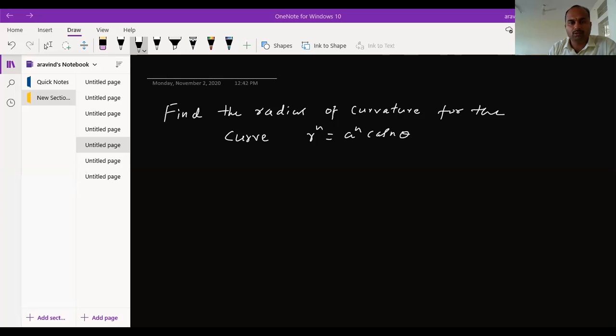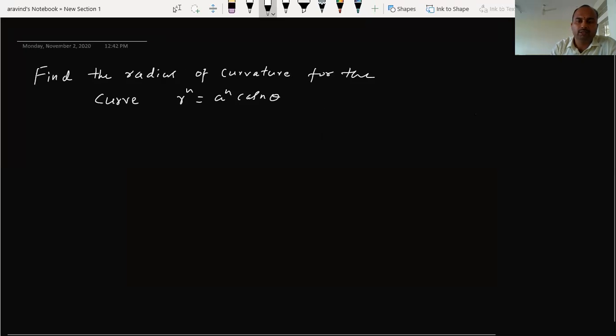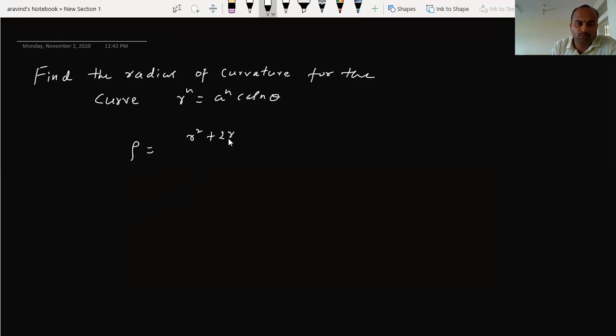Hi everyone, in this video I will explain how to find the radius of curvature for a curve in the case of a polar curve. The radius of curvature in polar form is given by (r square plus r1 square) to the power of 3 by 2, divided by r square plus 2r1 square minus r into r2.